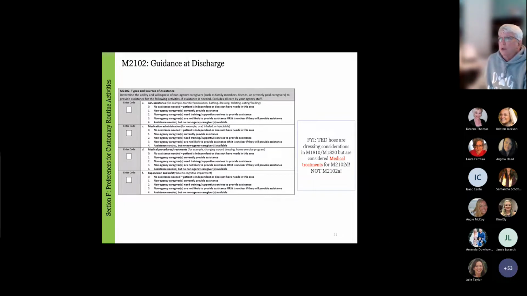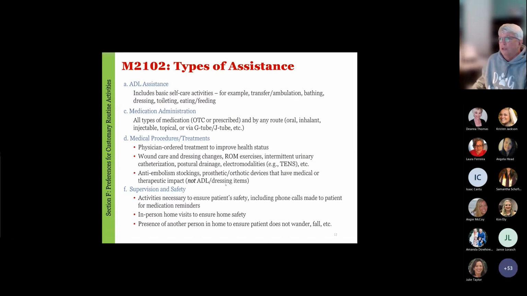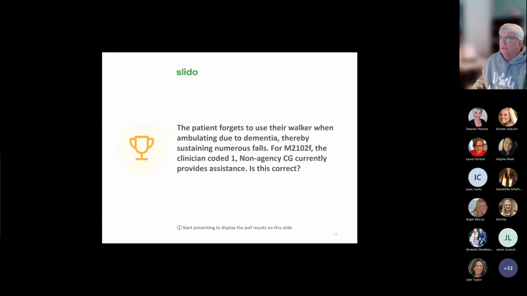So just remember, for those of you that are doing discharges and you have to look through this, if anything needs help in the categories there, you're going to be addressing it. It's not like the majority of the items or anything like that. If anything needs help, you have to look at how they're doing either by themselves or the caregiver, how they're handling it. And this just talks about specifically what's in there, so you can review that on your own.